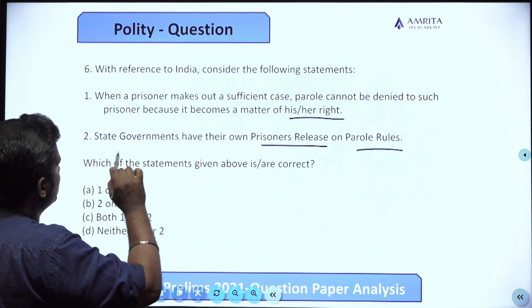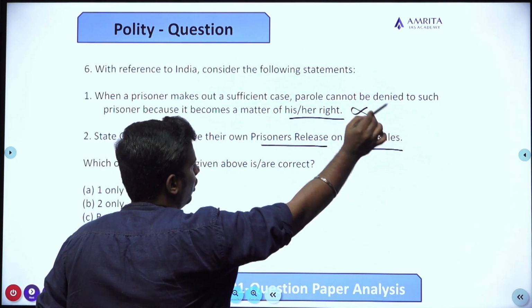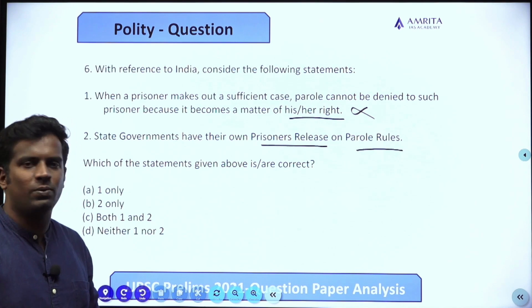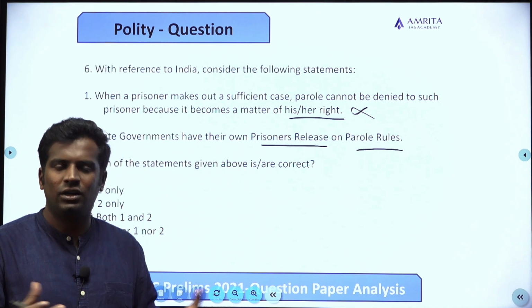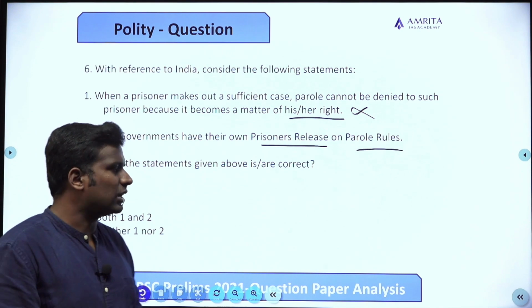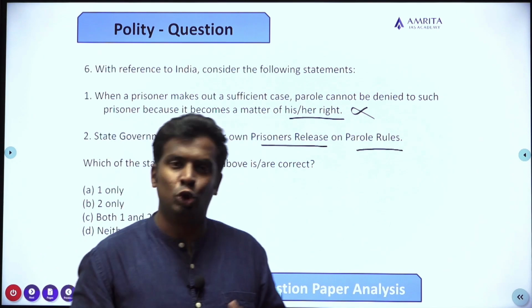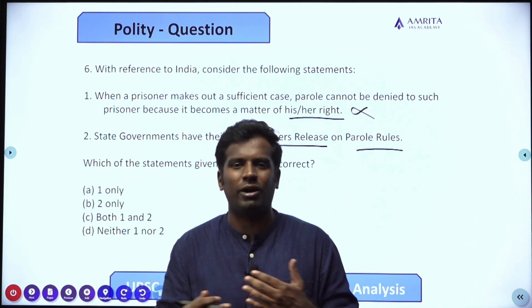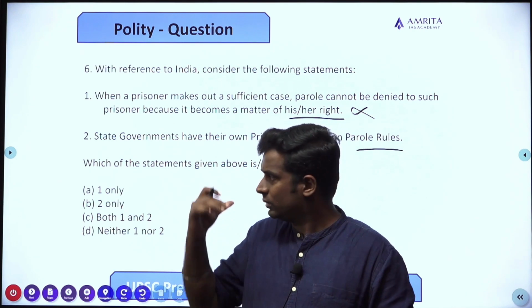So the first statement itself is wrong. The second statement: state governments have their own prisoners release on parole rules. Yes, state governments do have it, because this comes under the state custody too, compared to only the union list. So it's a part of the concurrent list, if I'm not mistaken.